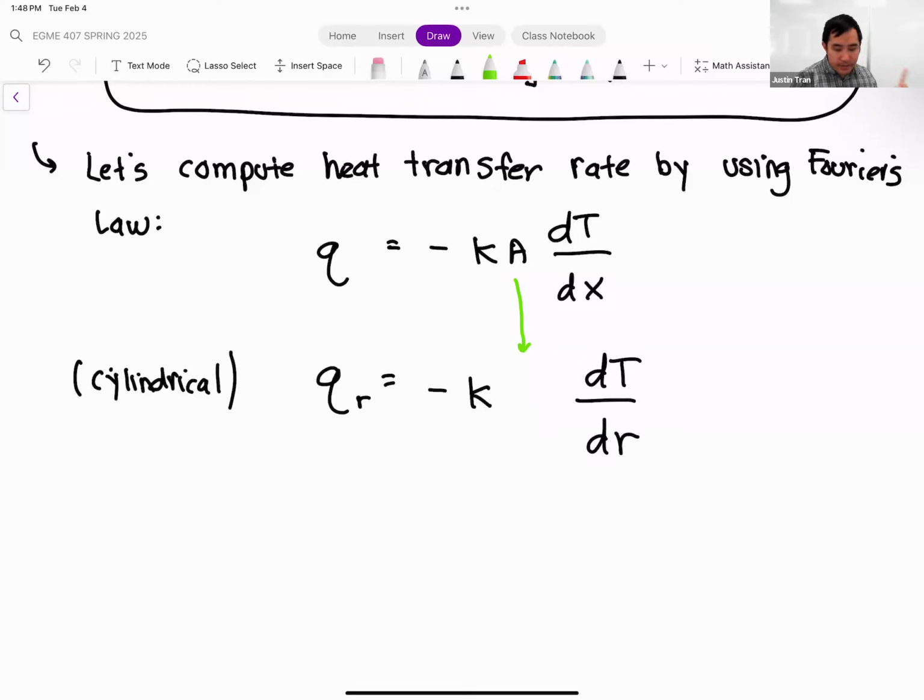The biggest difference here is how we're going to interpret the area. In Cartesian, in planar systems, we didn't pay too much attention to the area. It was just the cross-sectional area. In cylindrical coordinates, this area is now going to be the surface area of our cylinder at that radius.